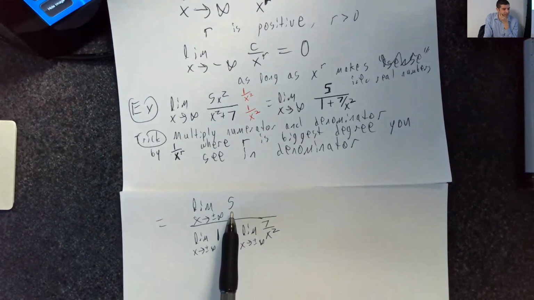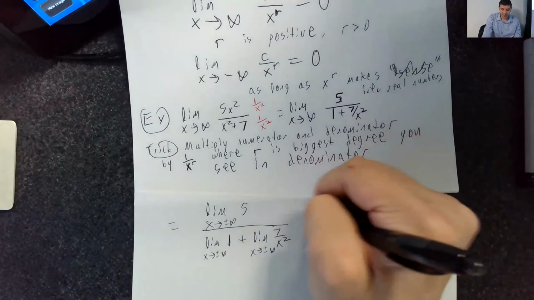Now, what's the limit of a constant? What are the y values doing as x goes towards infinity of a constant? It's the limit of 5. What kind of graph is that? A horizontal line. So the y values are 5. They're always 5. So the limit is just 5.